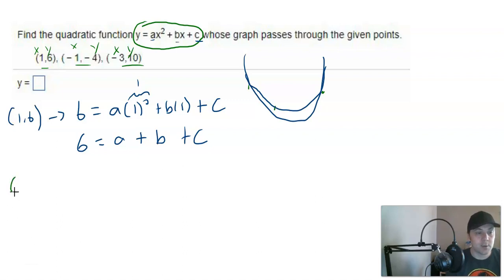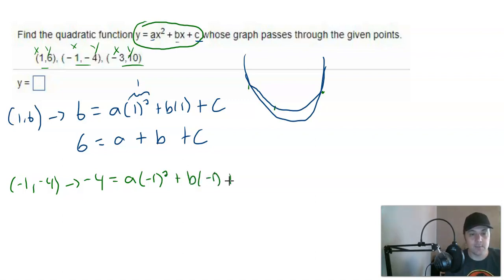The second equation, we're going to get negative 1 comma negative 4. We're going to plug that in. So negative 4 gets plugged in for y. We'll have a times negative 1 squared plus b times negative 1 plus c. So we're plugging in negative 1 for x. Negative 1 squared is again positive 1. So we're going to have negative 4 equals a times 1, which is a, b times negative 1, which is negative b, and then the c gets copied down.